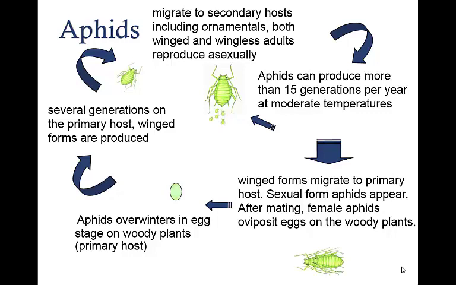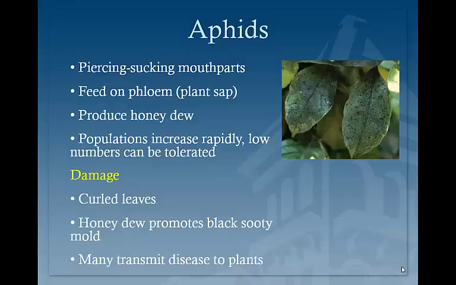So towards the end of the season, then they'll produce winged forms. They'll migrate back to their primary host. In this case, we'll also get males being produced at some point. They're only available for a small amount of time and mate, and then the eggs are laid on those woody plants to then spend the winter. So that's kind of a general life cycle for aphids.